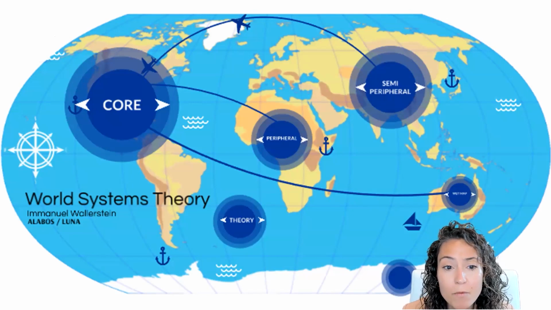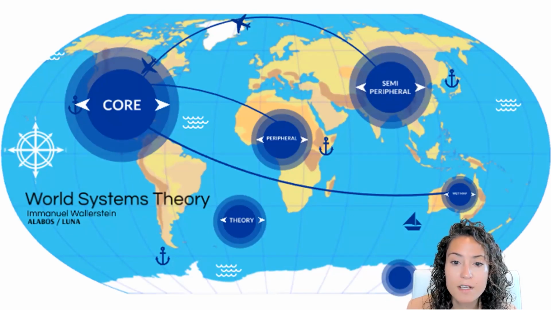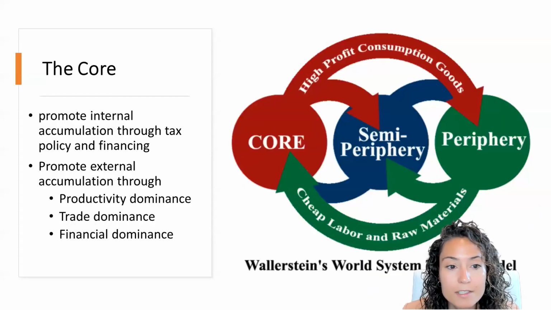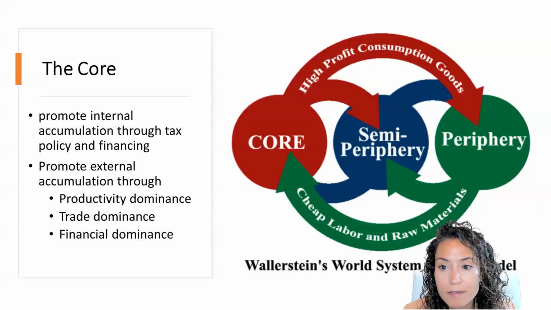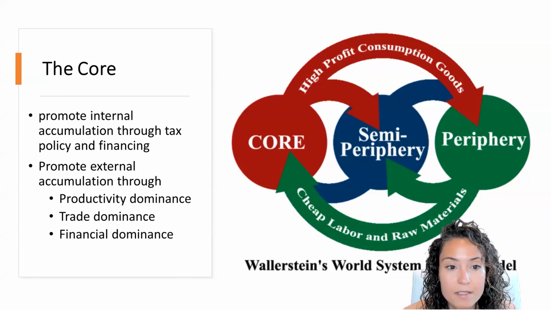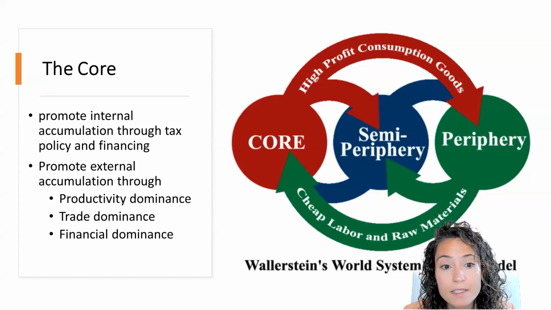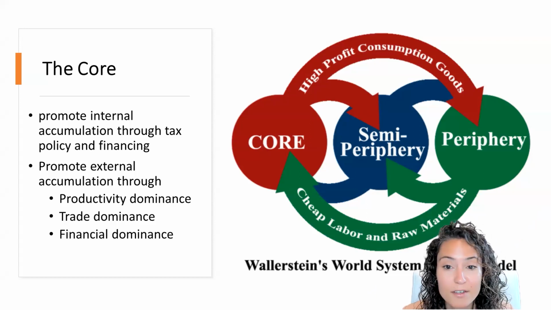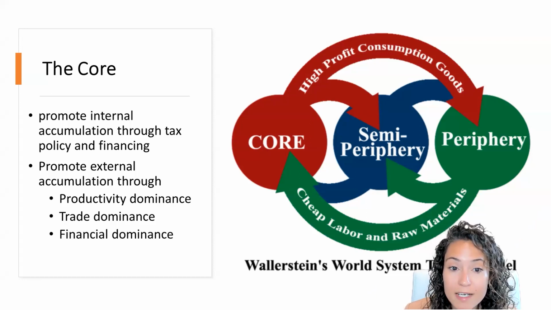According to Immanuel Wallerstein, a core state is dominant over all the others when it has a lead in three forms of economic dominance. So there are three types of dominance: productivity, trade, and financial dominance. Productivity dominance allows a country to develop higher quality products at a cheaper price compared to other countries. Productivity dominance may lead to trade dominance.